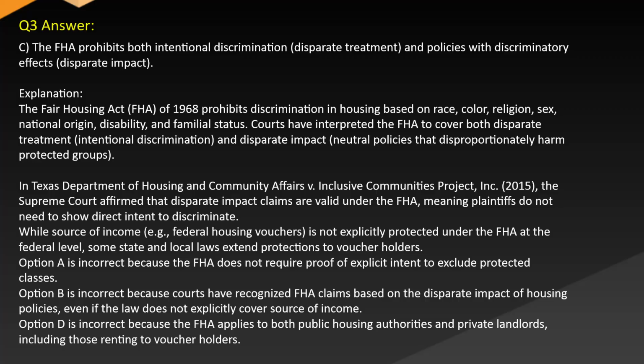Option A is incorrect because the FHA does not require proof of explicit intent to exclude protected classes. Option B is incorrect because courts have recognized FHA claims based on the disparate impact of housing policies, even if the law does not explicitly cover source of income. Option D is incorrect because the FHA applies to both public housing authorities and private landlords, including those renting to voucher holders.